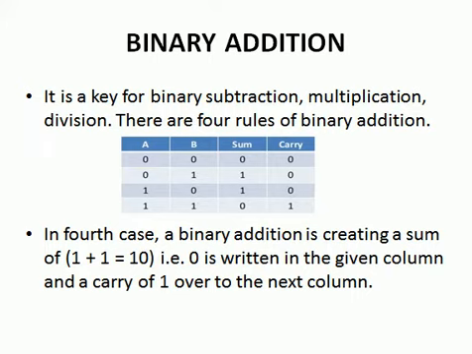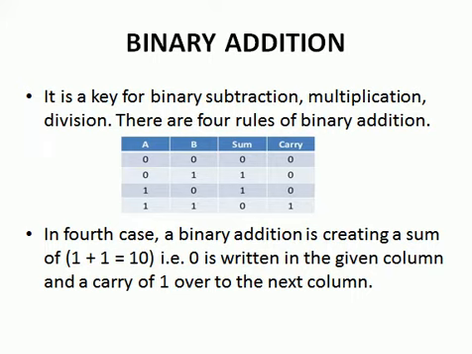Binary addition is the same as we do with decimal addition, but here we are dealing with 0 and 1 only. It is also a key for binary subtraction, multiplication and division. There are 4 rules. The first rule states that if we are adding 0 plus 0, it will give 0 as a sum and the carry will be 0. If you are adding 0 plus 1, the sum will be 1 and the carry is 0. If we are adding 1 plus 0, it is the same: sum is 1 and carry is 0.